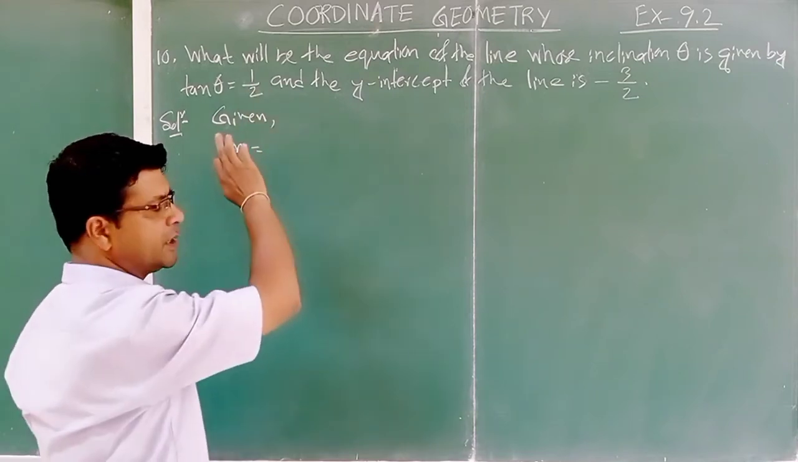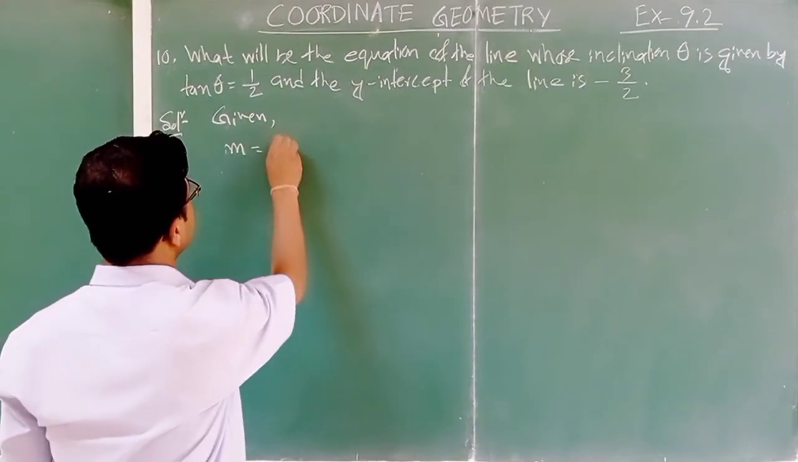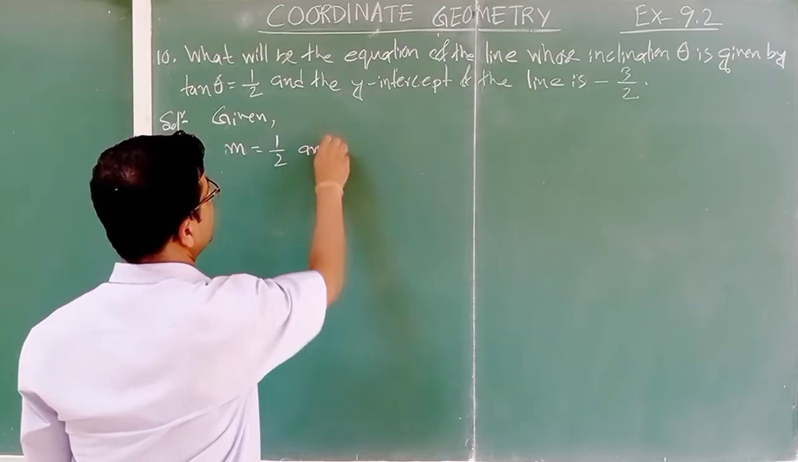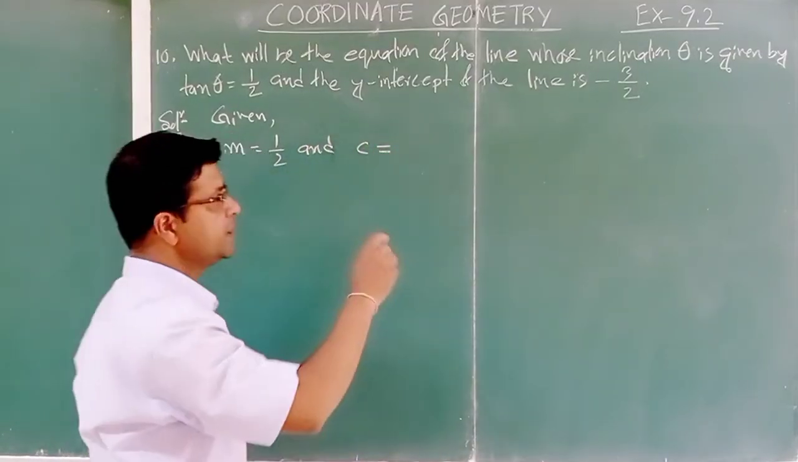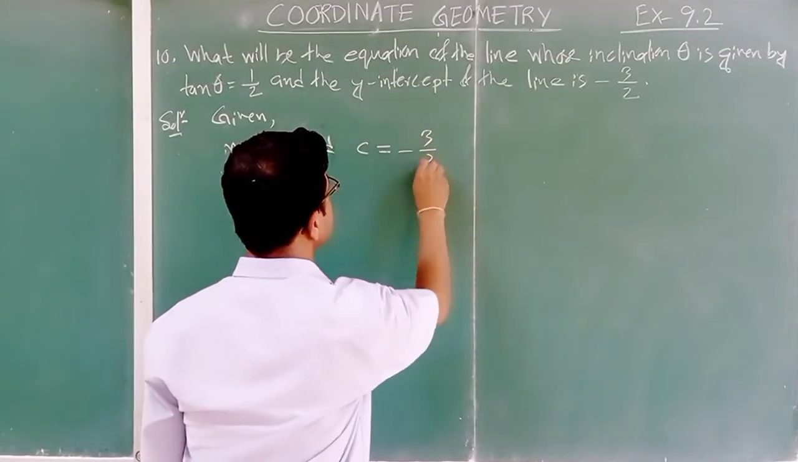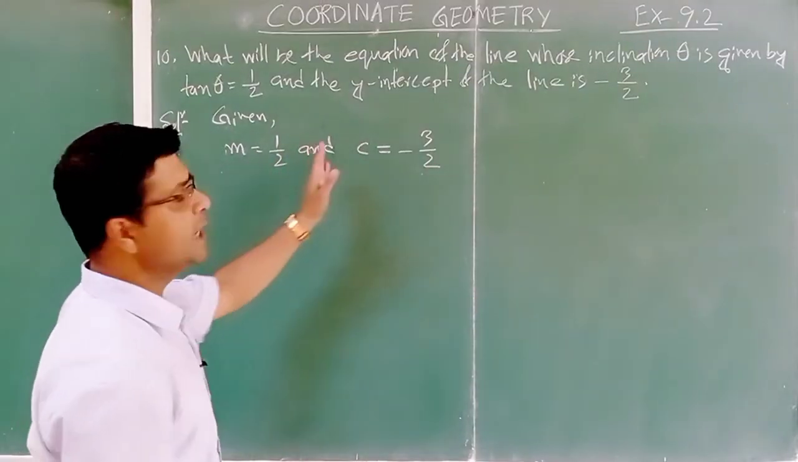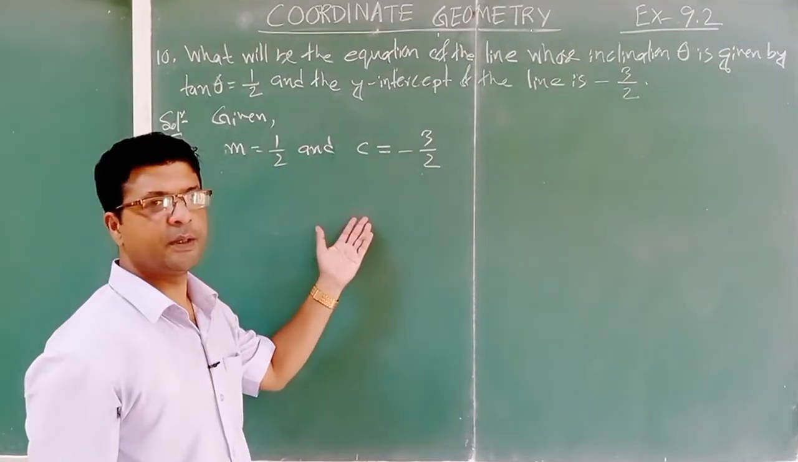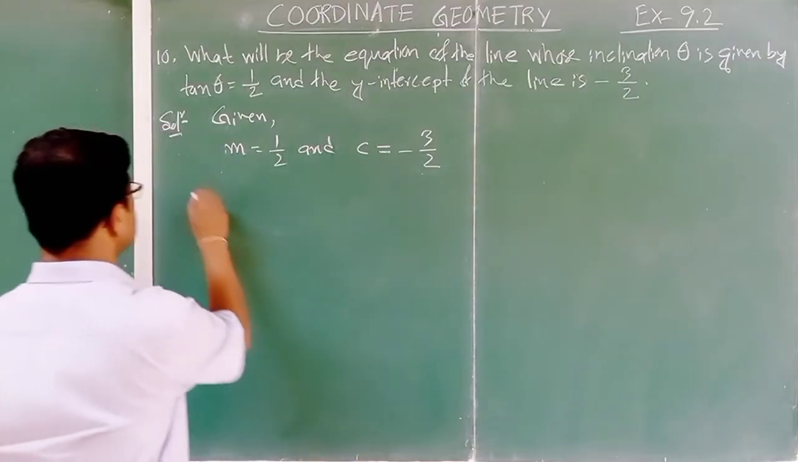Slope, or the gradient, we represent by m. Here m is equal to half, and the y-intercept we represent by c. It is minus 3 by 2. Now if m and c are given, what is the format of the equation? We know it.